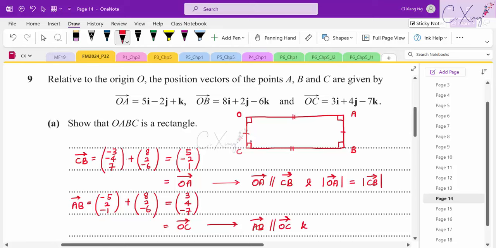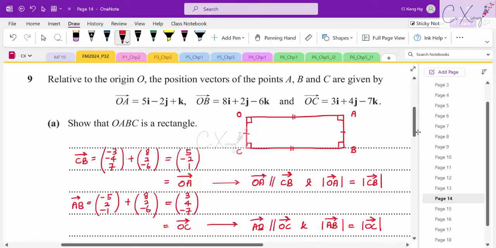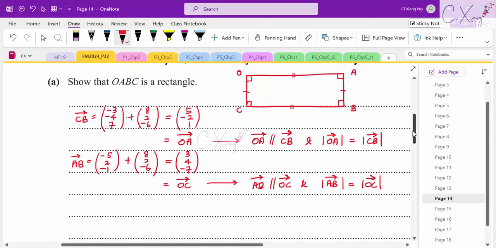Which also means that since they have the same vector, if you try to find the length of AB and the length of OC, they are the same. So here I have successfully proved that the length of OA equals CB, and the length of OC equals AB. Alright, then what I want to do next is prove the perpendicular property in the rectangle.